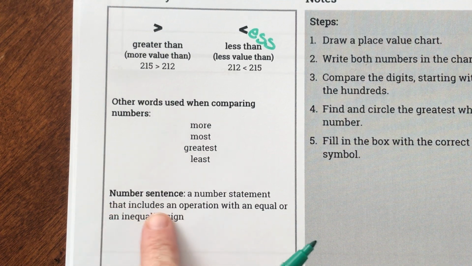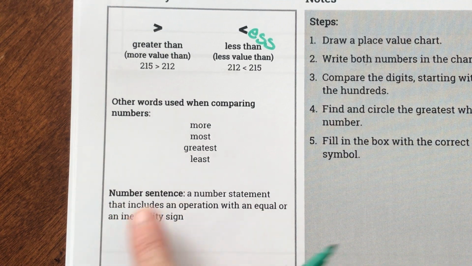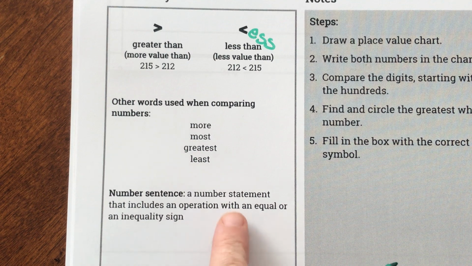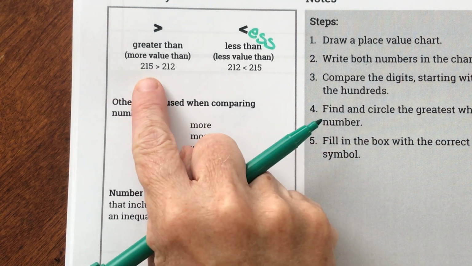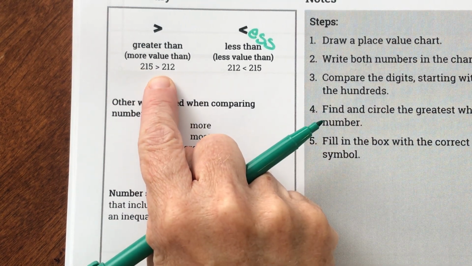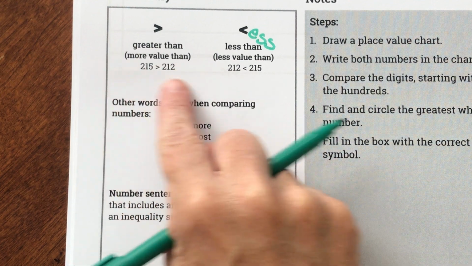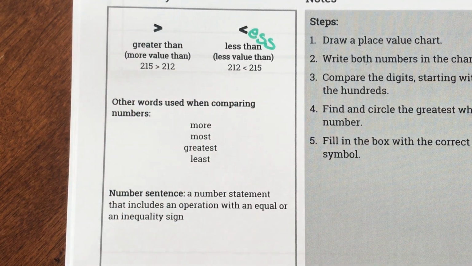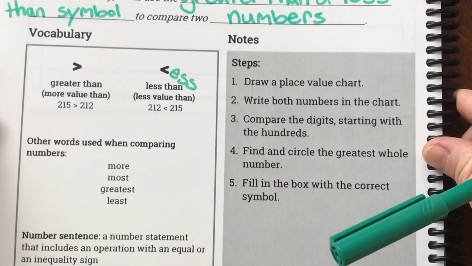Okay, something new that they added on our vocabulary today is something called a number sentence. And you heard me say this before. It's a number statement that includes an operation with an equal or inequality sign. So when I was reading them and I said 215 is greater than 212, that would be called a number sentence.